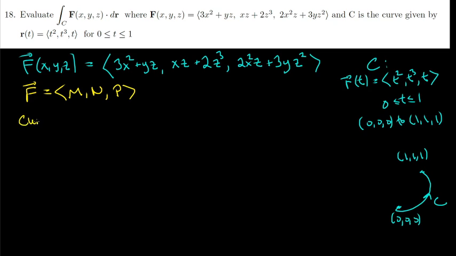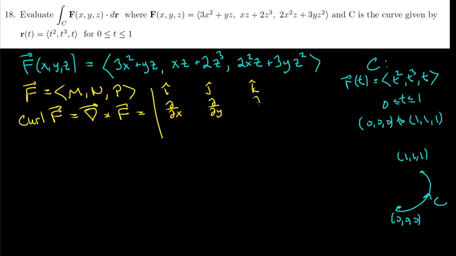For that, you need to take the curl of F. Remember the curl? It's this del operator cross F. So as a determinant, we have i, j, and k, to get a vector. And then this del is just the three partial derivatives: partial with respect to x, partial with respect to y, partial with respect to z. So it's not really a vector. I mean, it has three components, but the three components are just these partial derivative symbols. They're the partial derivative operators.